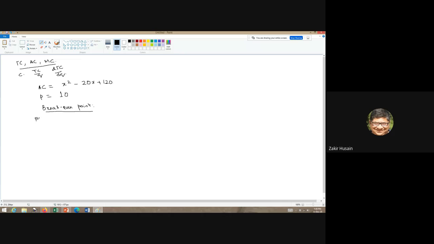Break-even is when your profit is equal to 0. Now, what is profit? Your income, which is total revenue, minus total cost. So this is 10 into Q, minus Q cubed plus 20Q squared minus 120Q equal to 0. Q squared minus 30Q plus.